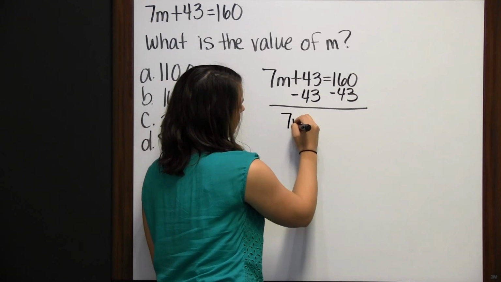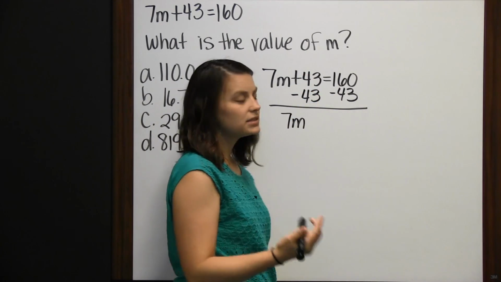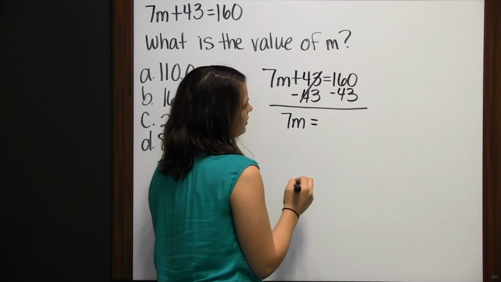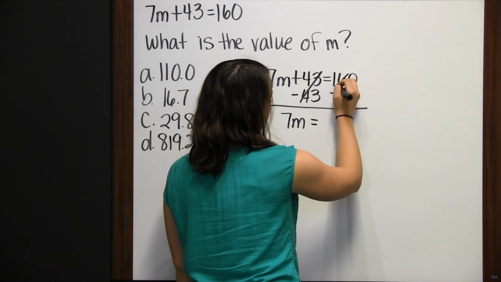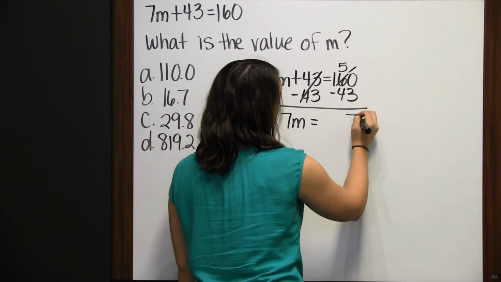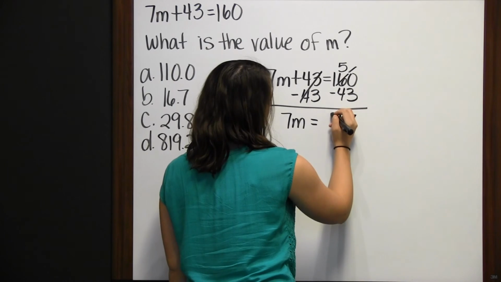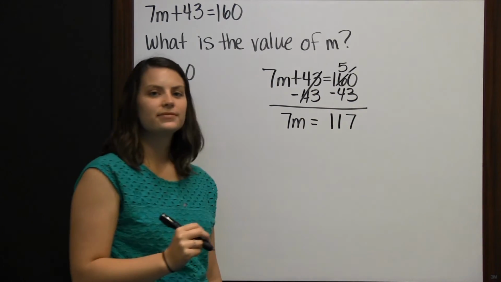So we bring down the 7m. Positive 43 minus 43 is 0, so those cancel. And we bring down the equals, and then we have to subtract. I can't take 3 from 0, so I'll borrow from the 6, that's a 5. Then I have 10 minus 3 is 7, 5 minus 4 is 1, and I bring down my 1 because 1 minus 0 is 1, so 117.